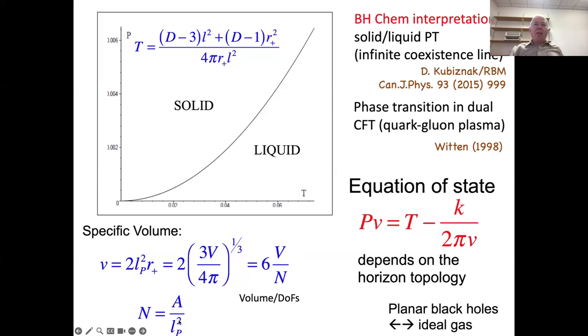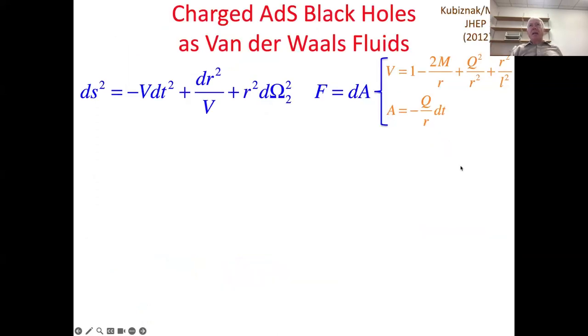You can show that what we interpret as the number of degrees of freedom is the area of the black hole divided by the square of the Planck length, because that's the smallest area that one can divide something into classically before quantum and gravity effects become important. So when you take V and divide it by A over the Planck length squared, you end up getting this quantity here. We call that the specific volume. And so you get this equation of state.